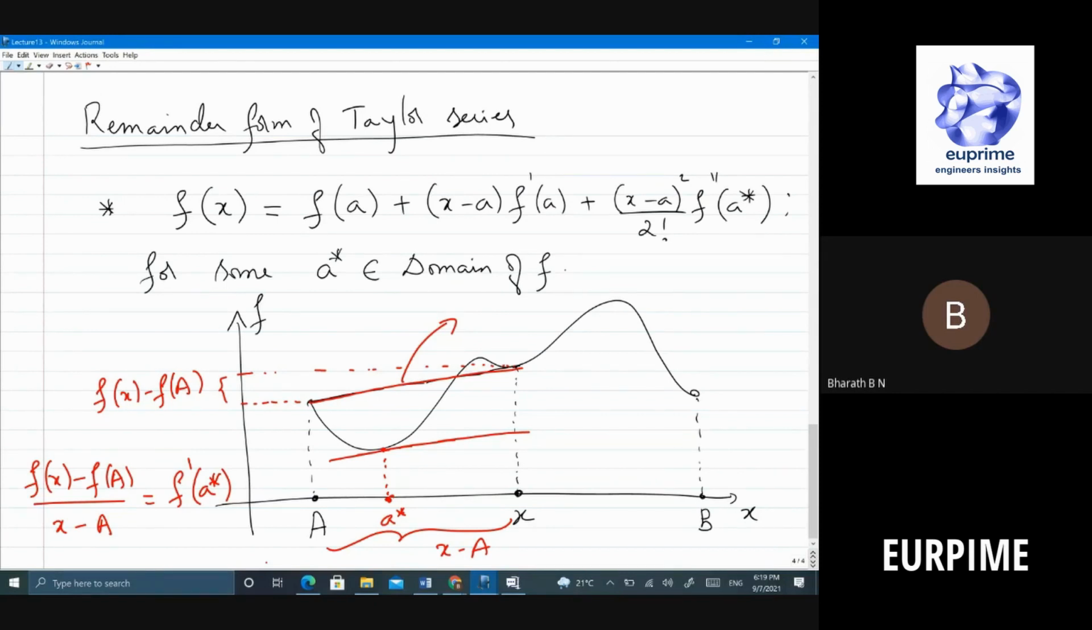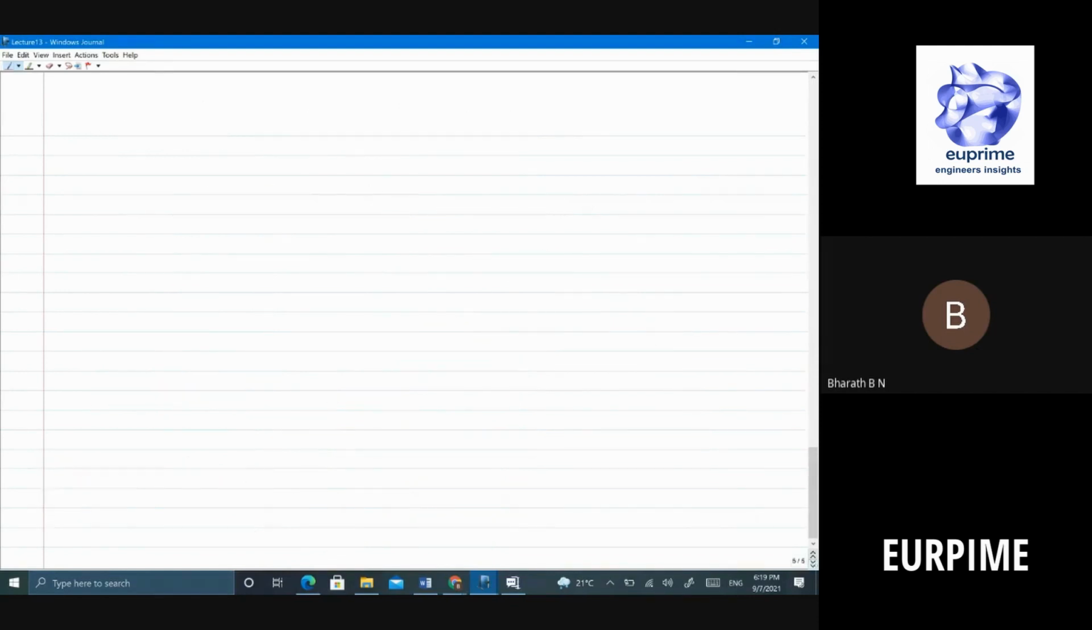I can extend that to get this, okay? So you can extend beyond this also, but this is how you get your remainder form. By the way, you should note that this is exact equality. It's not less than or equal to, greater than or equal to, or approximately equal to. It's exactly equal to. Okay. So now how do you extend this to, let's say, higher dimension?